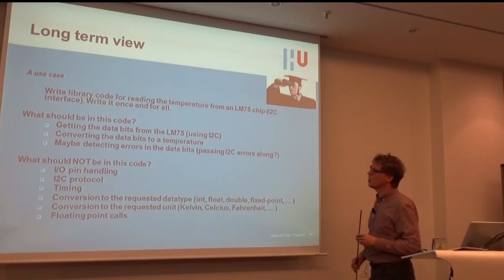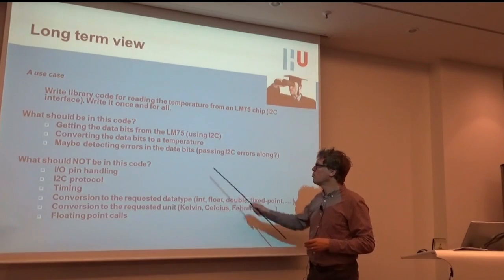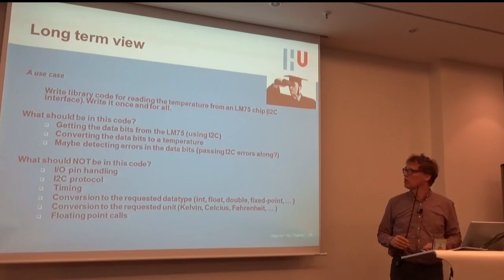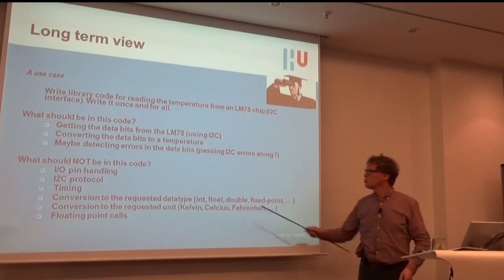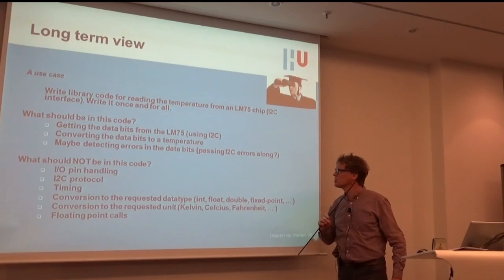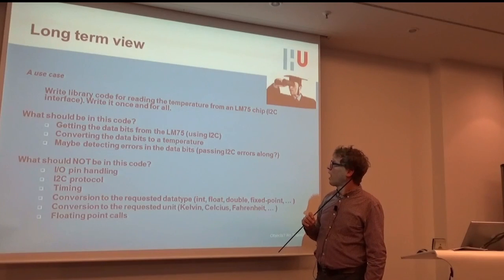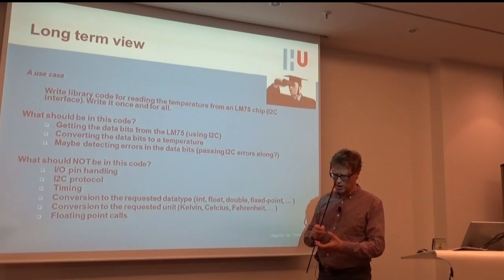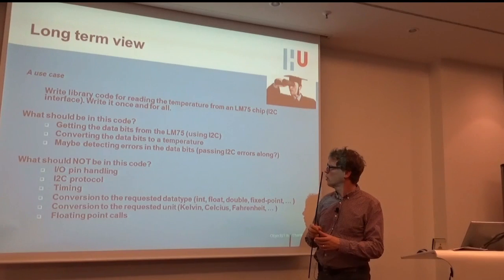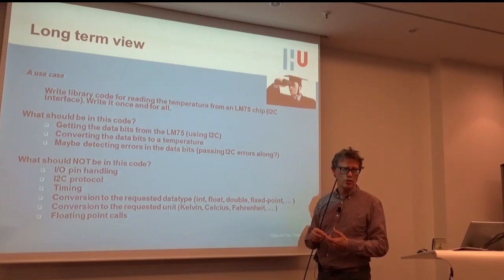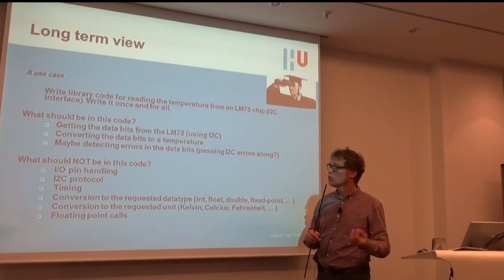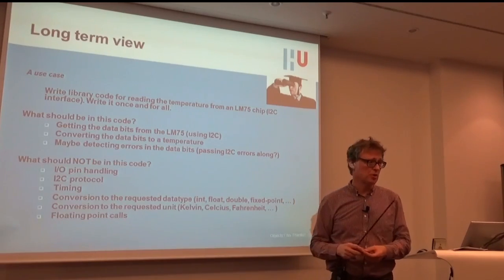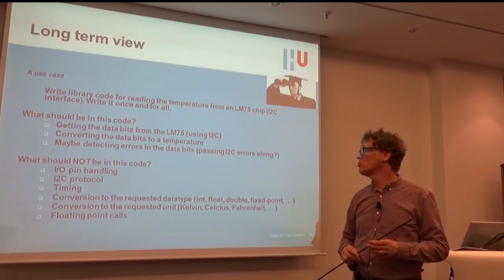Let's take as an example, I want to write a library to read temperature from an LM75 temperature sensor chip. That chip uses an I2C interface. Well, what should be in my code? I read, I think it's 2 bytes from a chip. I convert it to what's appropriate for my caller. And maybe I give him an error message if the bits don't appear to be a temperature.